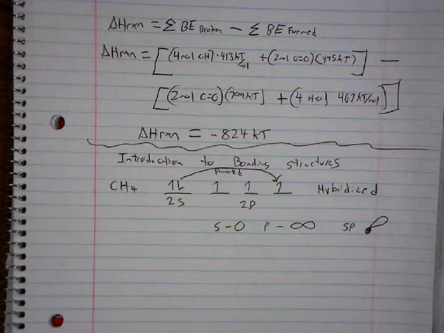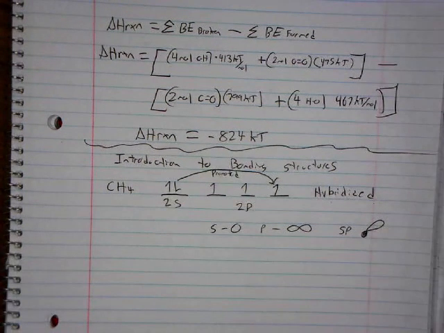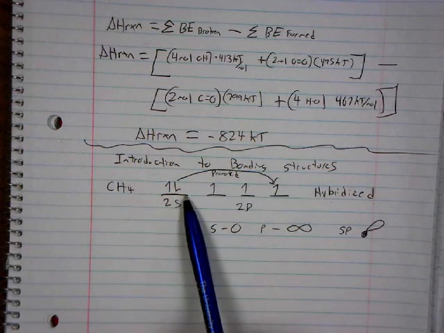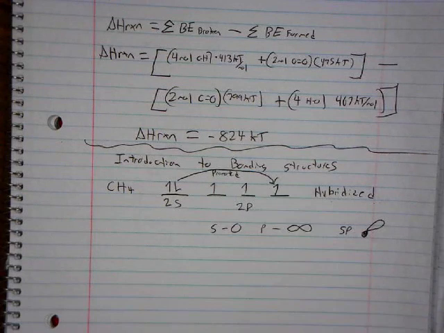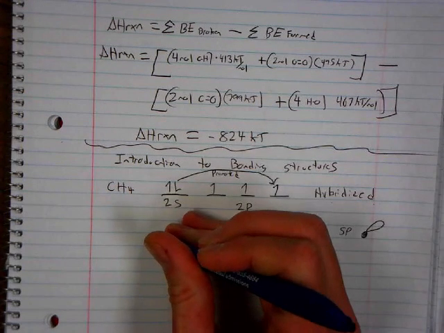An sp orbital kind of looks like this. That's kind of what an sp hybridized orbital looks like. The drawing's not super important. I'm showing you the long part of this. There's a shortcut to all of this, but you guys have to kind of understand this part.